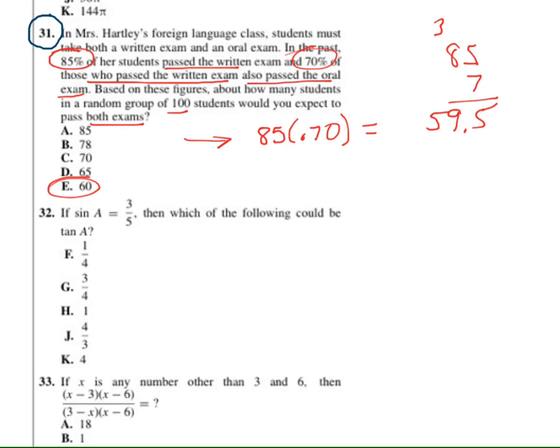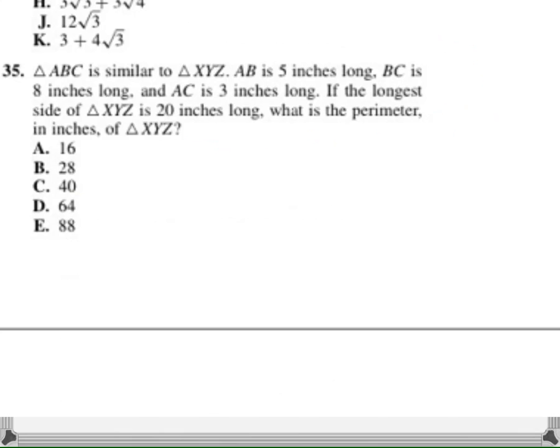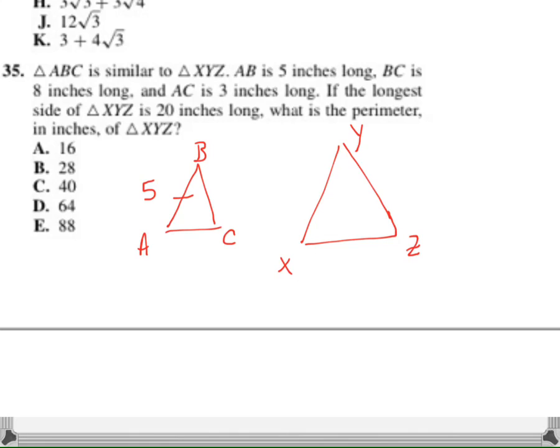Next problem that we had questions on was number 35. Triangle ABC, so let's draw that one, is similar. That means it's proportional to triangle XYZ. AB is 5, BC is 8, AC is 3. So the sides have to be 3x, 5x, and 8x. Okay, so it'd all be in proportion.